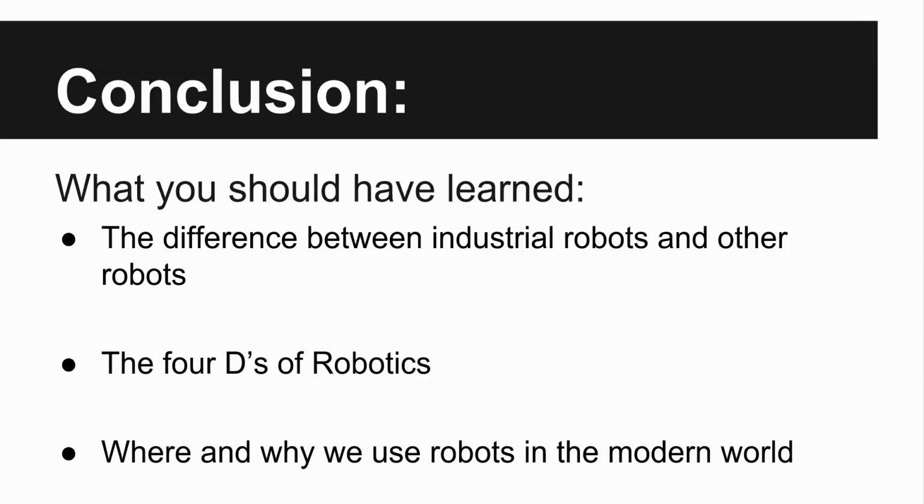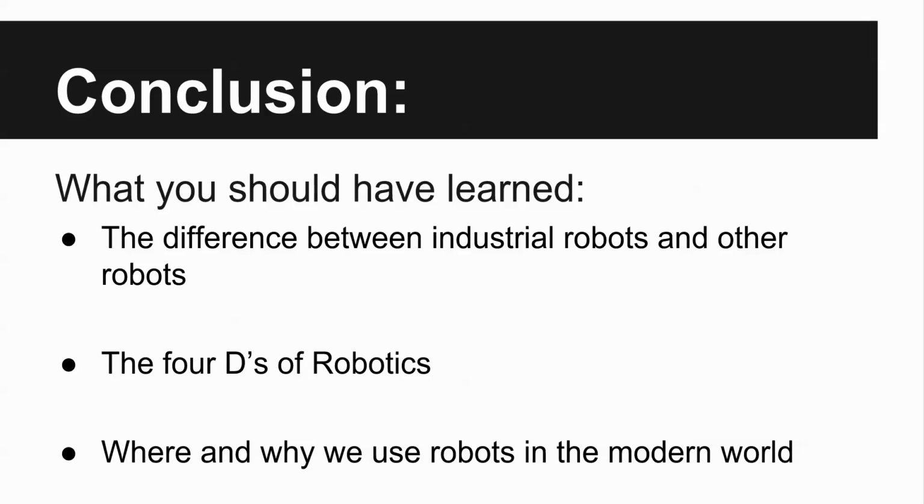So in conclusion, what you should have learned is the difference between industrial robots and other robots, the 4 Ds of robotics, and where and why we use robots in the modern world. Whether it's the 4 Ds of robotics, simple human desire or performance requirements, typically a robot has worked its way into many aspects of the modern world that we live in now.